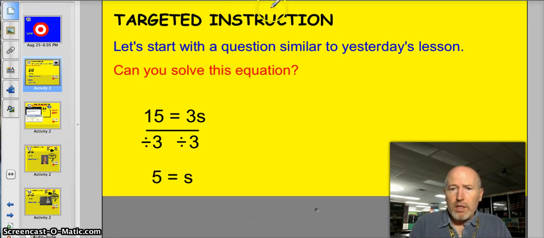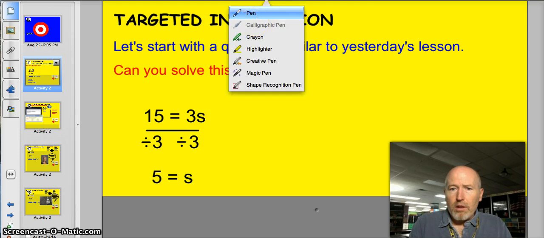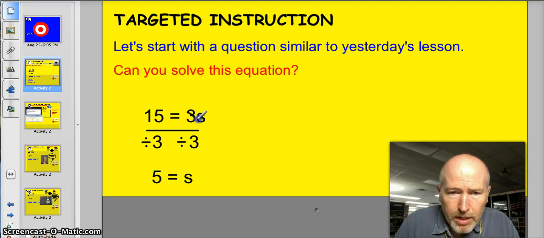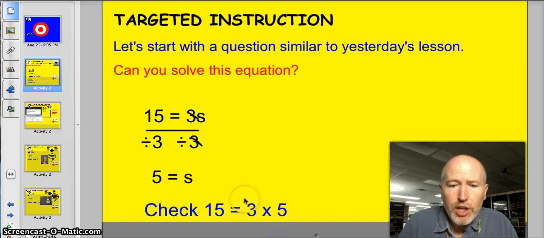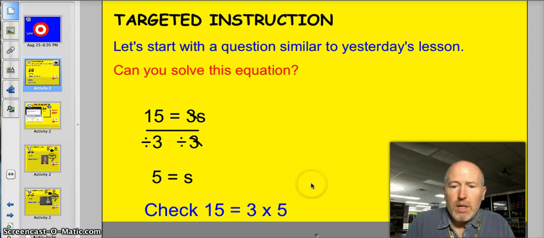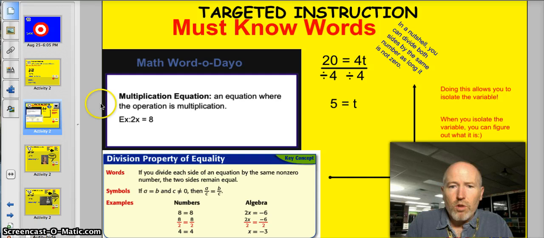For those of you who might need a little bit more than that, when you divide 3s by 3, you just get 1s, or s. 15 divided by 3 is 5. Therefore, we get s equals 5. Of course, as always, throw that in and check it. 15 equals 3 times 5, and it's a match. You are all set. Let's get to the words for the day.